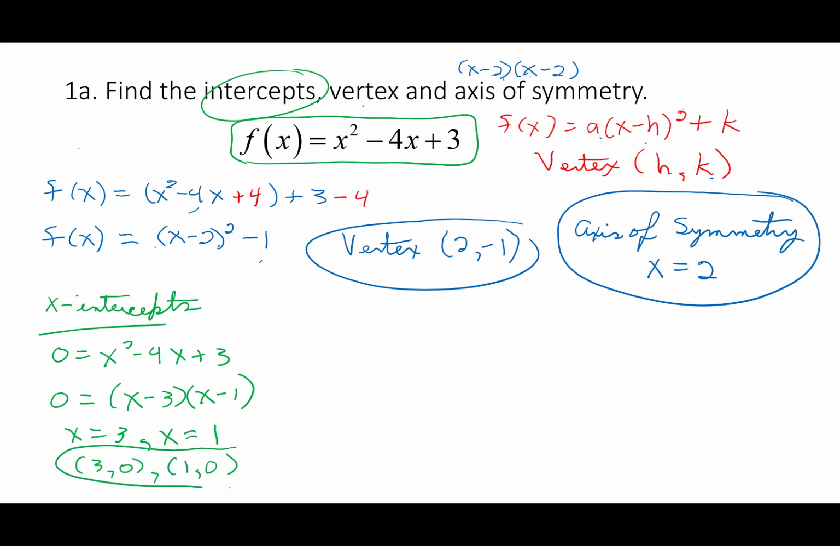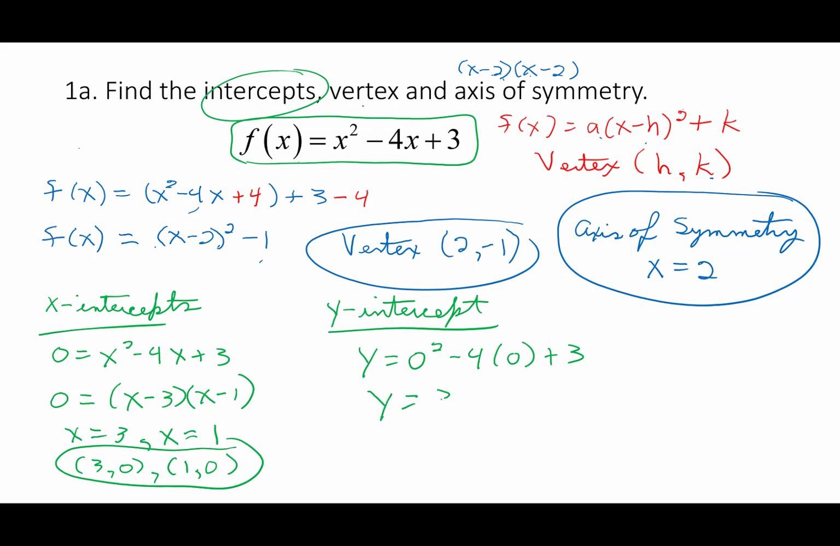Okay, so we have the x-intercepts. We still need the y-intercept. To find the y-intercept, we set x equal to 0. That means we're going to end up with y equals 0 squared minus 4 times 0 plus 3, or y equals 3. Again, as an ordered pair, this would be the point on our graph (0, 3). So we have found everything that was asked for here.